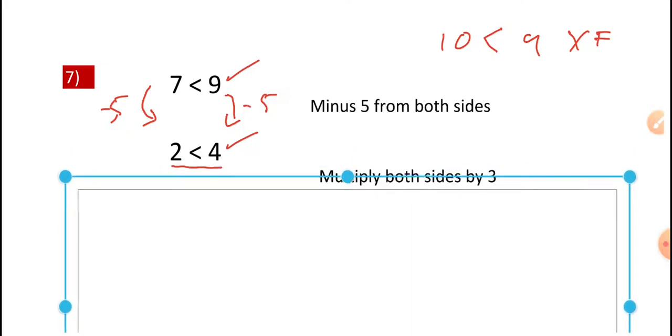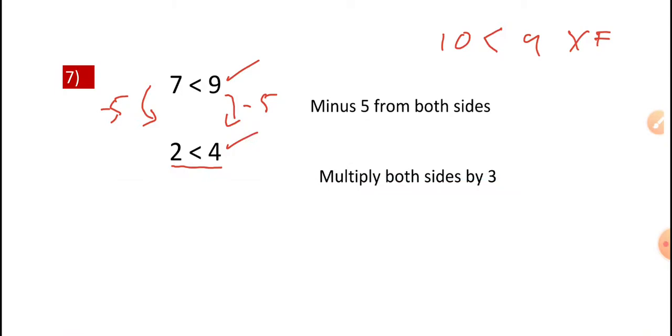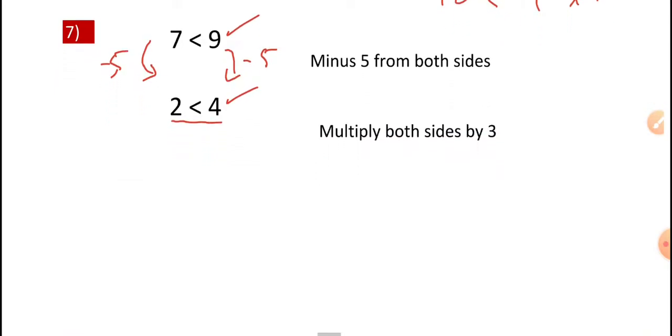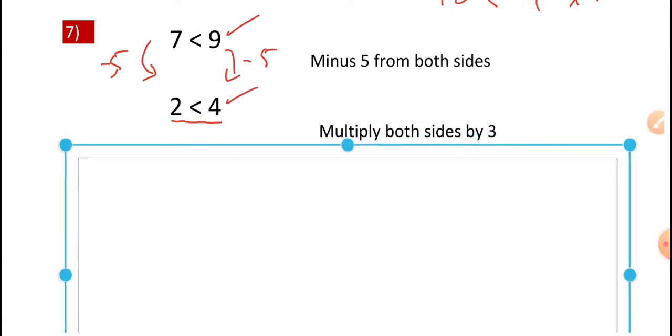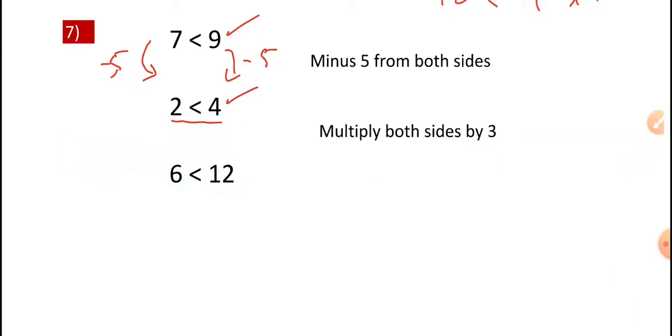So what would happen if we multiply both sides by 3? If we multiply both sides by 3, we will get 12 on the right hand side, because if you times that by 3, you get 12. If you times that by 3, you get 6. Is the statement still true? Is 6 less than 12? Yes, it is. So the statement is still true.